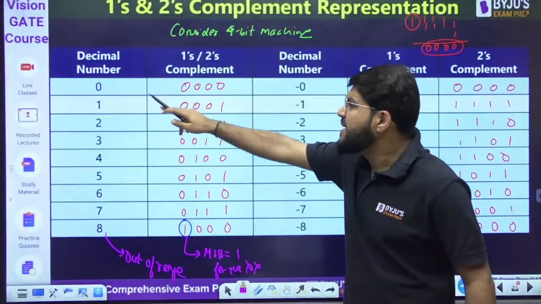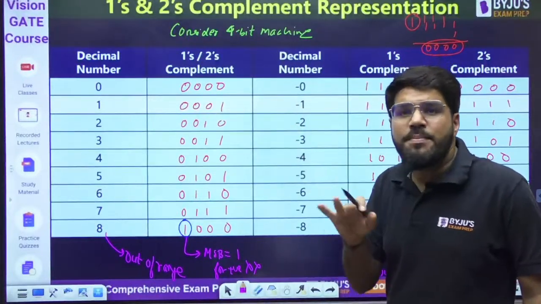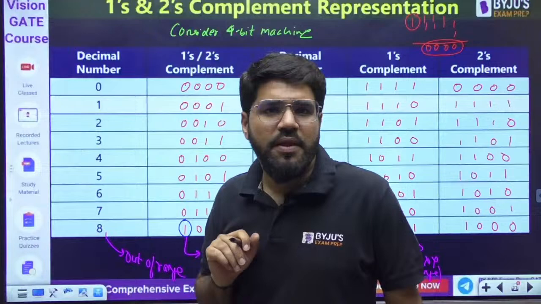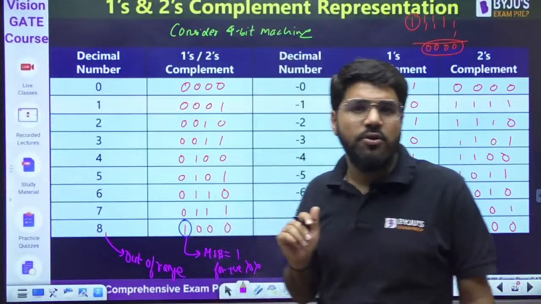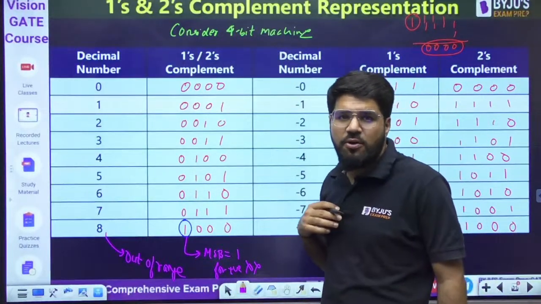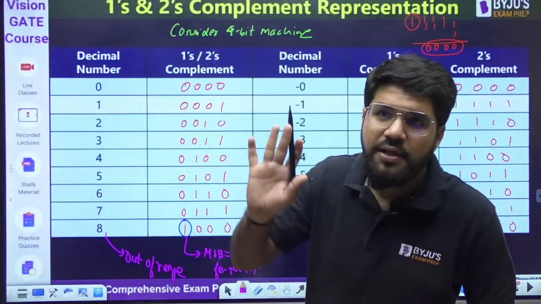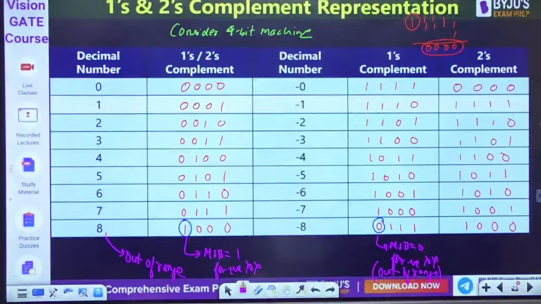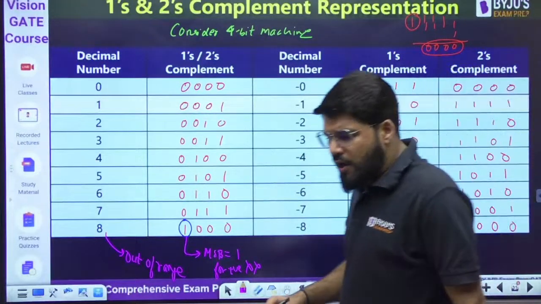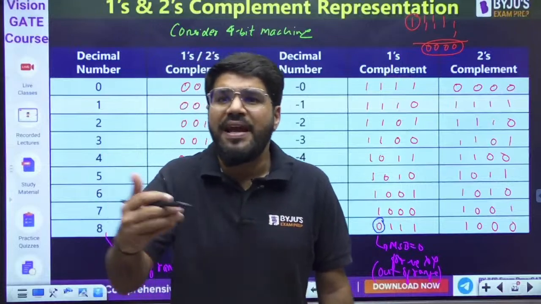Dekho yahan pe, plus 0 and minus 0. For human beings, plus 0 and minus 0 are the same, na? Is there any difference between plus 0 and minus 0 for human beings? Not at all. There is no difference. So a binary machine should also not make any difference.